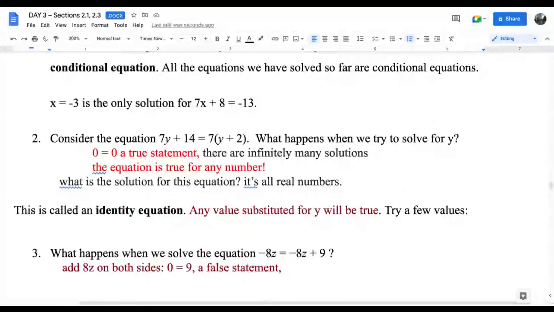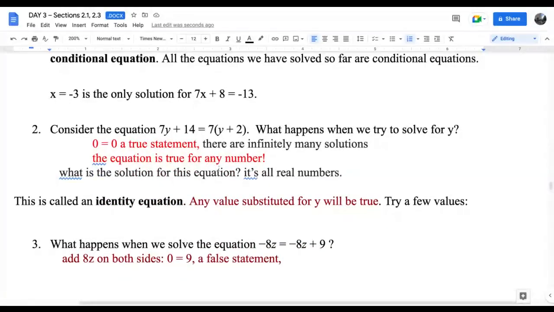But sometimes when we solve equations, we have, let's see this one. If we have this equation, 7y plus 14 equals 7 times parentheses y plus 2. If we distribute this 7 to y, we get 7y. Distribute 7 with 2, we do get plus 14. So indeed, this equation we can simplify, right? We move 7y to the left-hand side, 7y minus 7y equals 0. We move 14 to the right-hand side. 14 minus 14 is 0. So 0 equals 0 is a true statement.